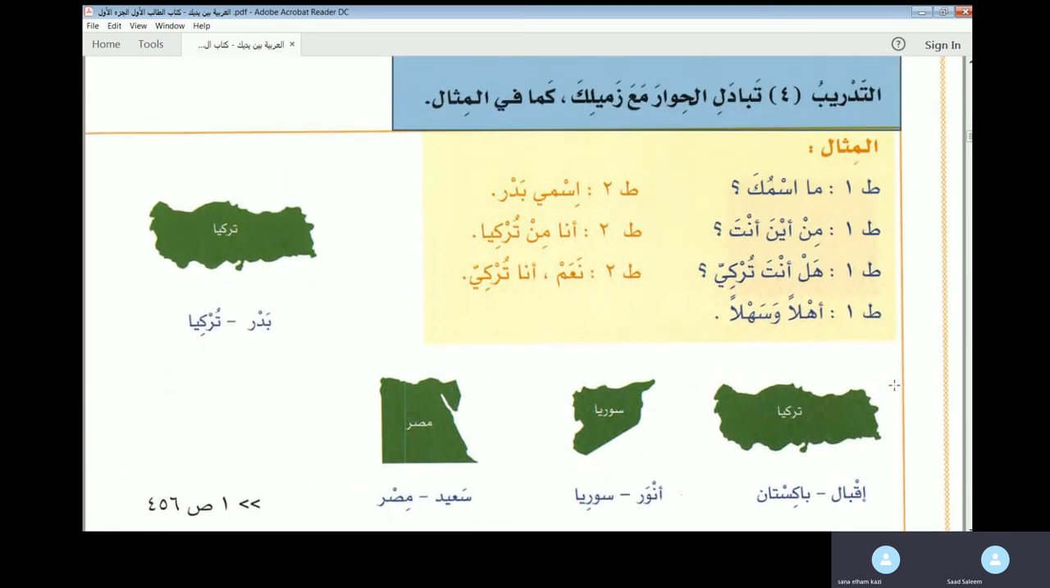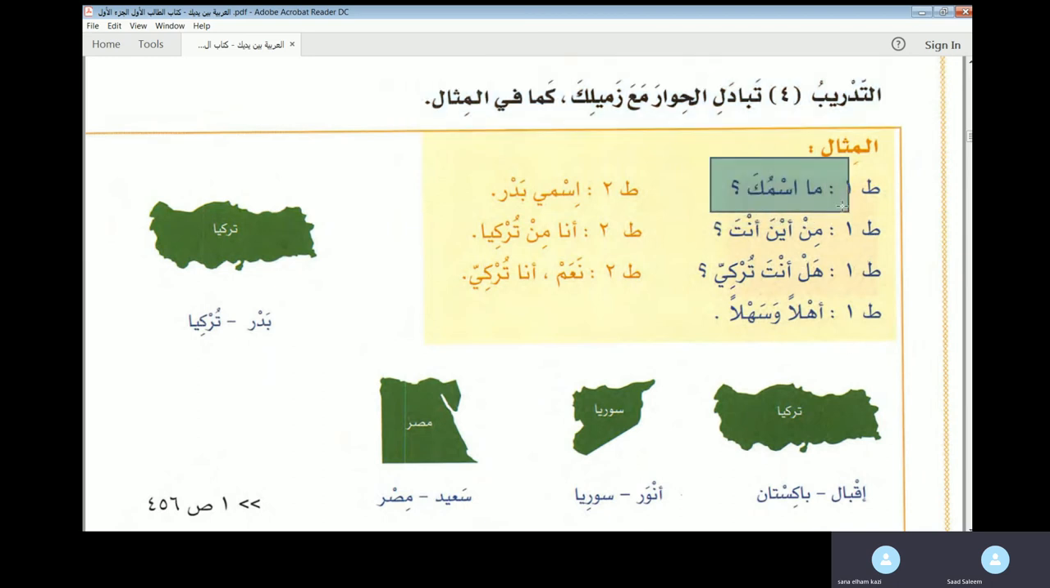التدريب الرابع. تبادل الحوار مع زميلك كما في المثال. The fourth exercise, exchange the dialogue with your classmate. Okay. المثال is طالب 1. اسمك؟ اسمي بدر. You will say اسمي بدر.